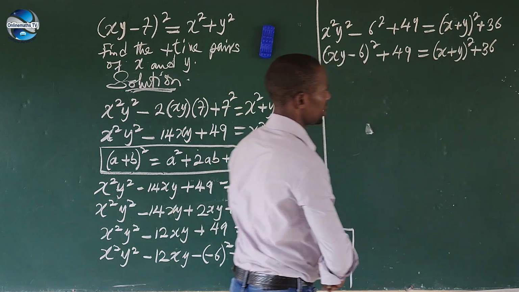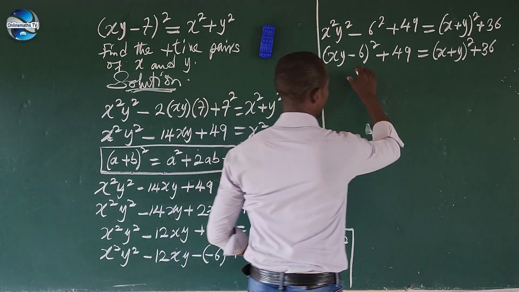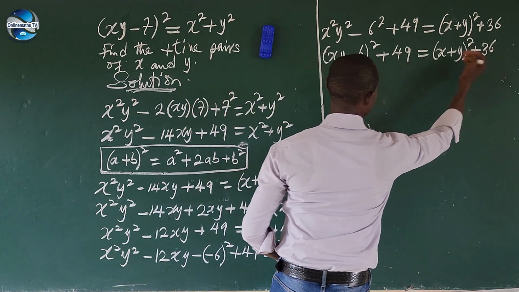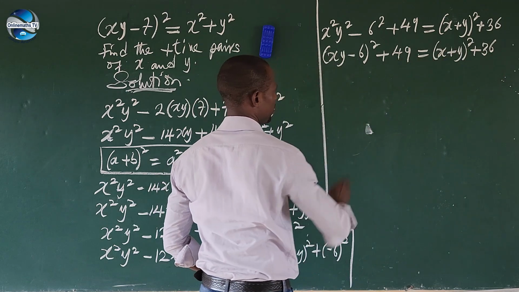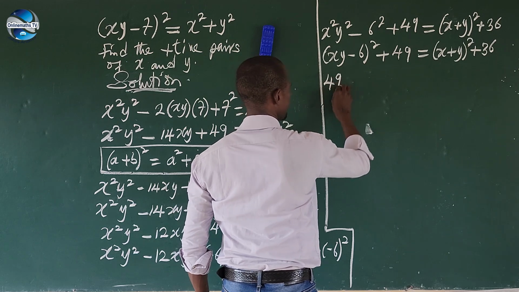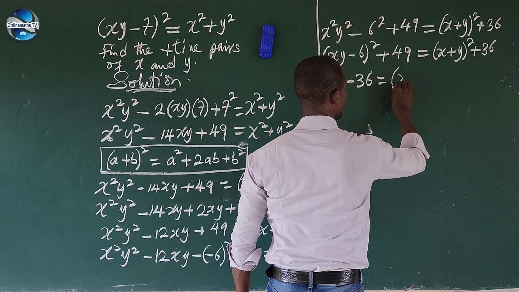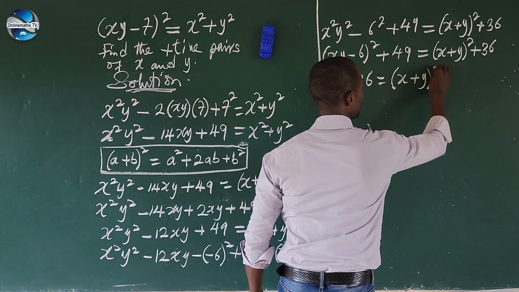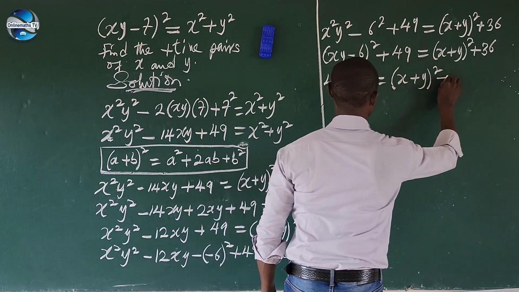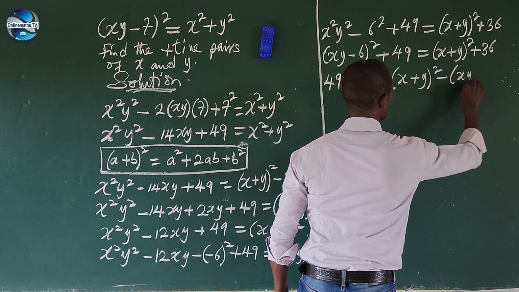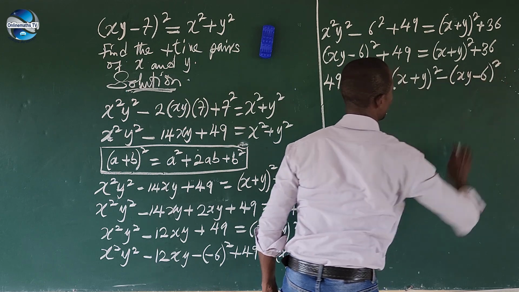I want to rearrange this system here. If I move this to this side, and this to this side so that we can have positive terms here, we're going to have 49 minus 36 is equal to (x plus y) r to the power of 2. We'll move this to this side to give us (xy minus 6) r squared.